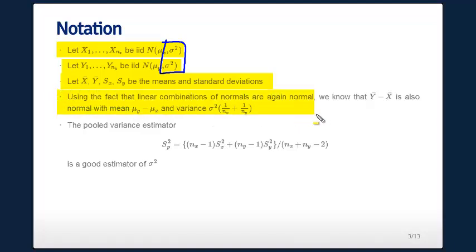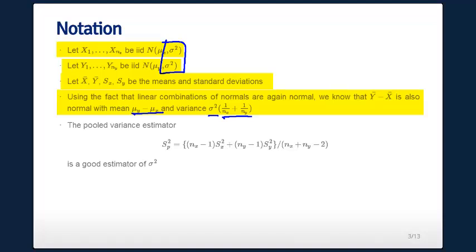We can just use the fact that linear combinations of normals are again normal. We know that y bar minus x bar is also normal. We know that its mean is mu y minus mu x, and we know that its variance is sigma squared times 1 over nx plus 1 over ny. And if we want to estimate sigma squared, it makes sense that we would use both sets of data.